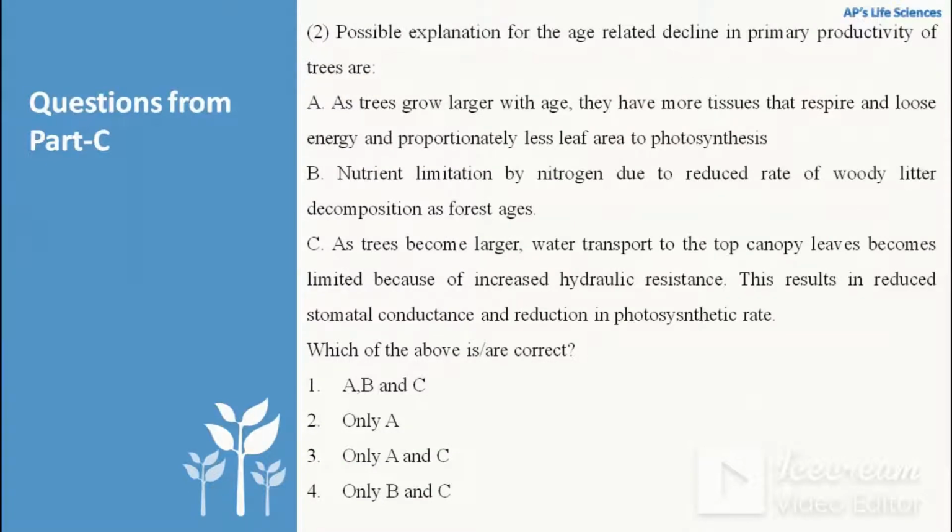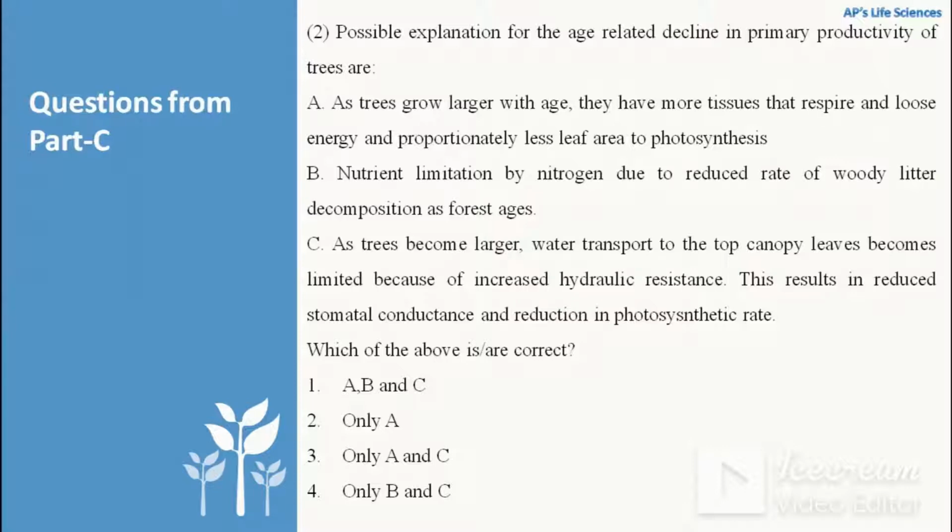In the next question, what is the possible explanation for the age-related decline in primary productivity of trees? The options are: A, as a tree grows larger with age, it has more tissue that respires and loses energy and proportionally less leaf area for photosynthesis. In the previous video, I explained that this is not among the factors, because the factors are nutrient limitation, hydraulic resistance and genetic control. So option A is not a proper explanation for the age-related decline.